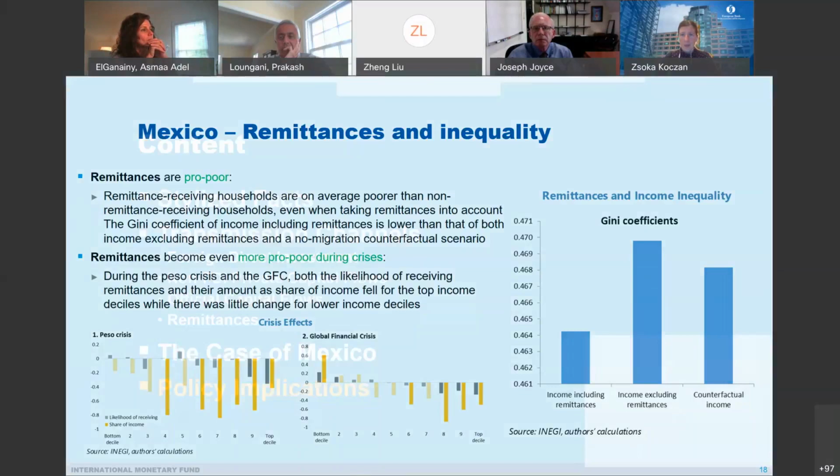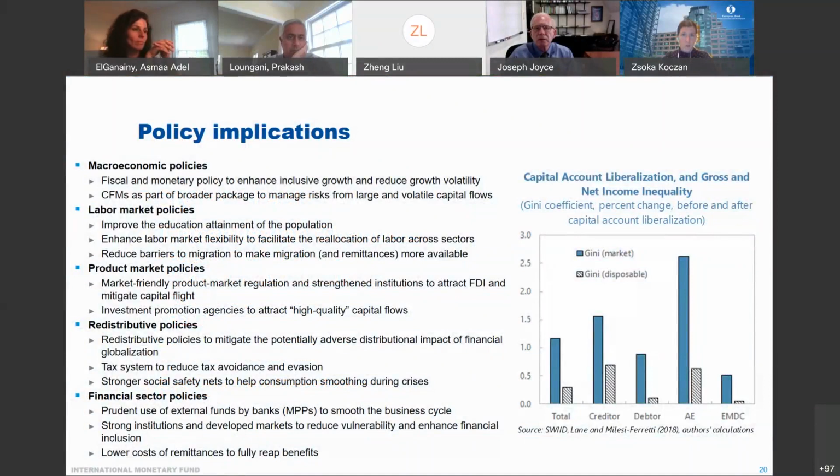So finally, let me conclude with some suggestions of policies that could be used to weigh against the inequality increasing effects of capital flows. So we talked a lot about possible effects through growth volatility and crises. So here, alongside fiscal and monetary policies, capital flow management measures could be part of the broader package to help manage the risks from large and volatile capital flows that could create this growth volatility that is especially harmful for the poor. Asmaa mentioned this, and it was also very visible from the Mexico example that the average educational attainment of the population is important for ensuring that gains from inflows can be widely shared.